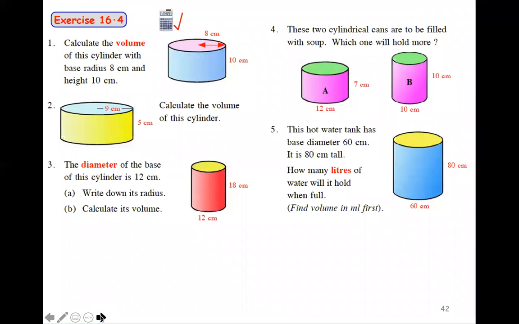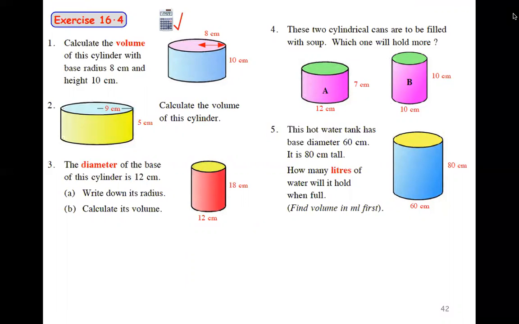So I'm not going to go through these, but what we'll do together is the last 2, because the others you just use pi r squared times 10, pi r squared here times 5, and pi r squared times 18. So let's have a look at the more problem-solving ones.